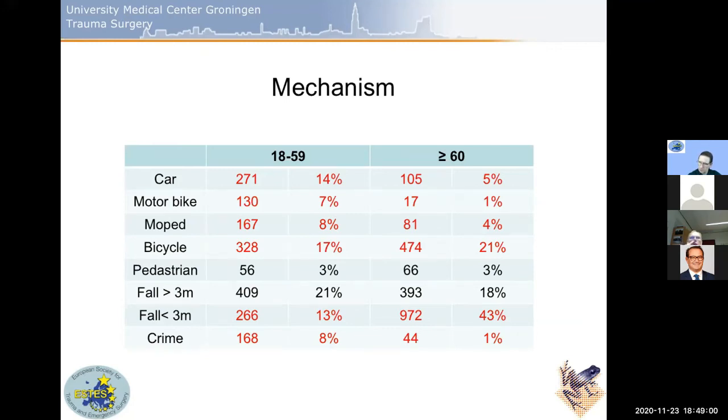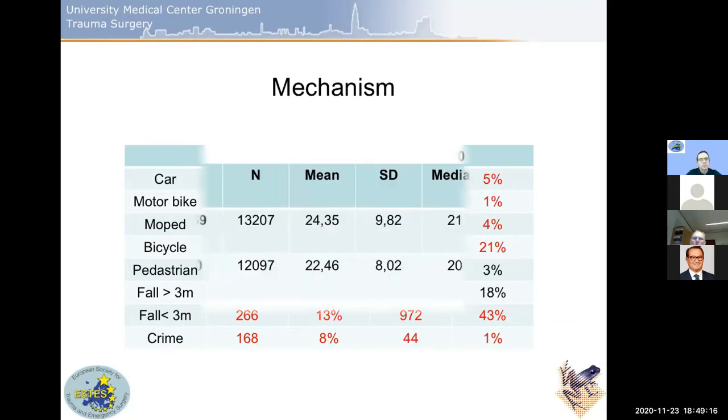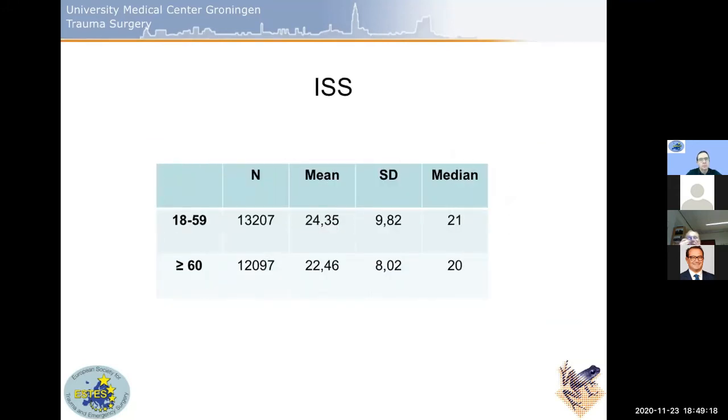difference is fall from lower height. From 43% of the patients older than 60 was the mechanism of fall from lower height, lower than 3 meters. The ISS is not the same, and because it's a group, it's very big, it's significant, but it's not relevant. It's almost the same, about the mean and the median ISS in both groups.